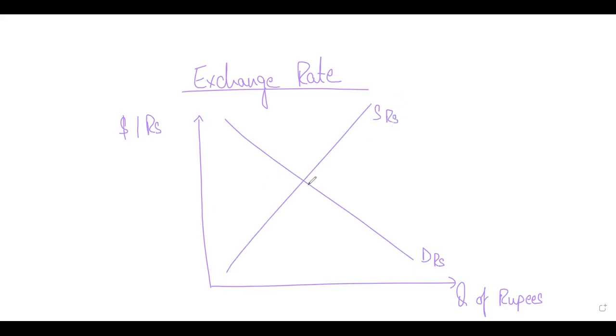Okay. Now, this being said, wherever the demand and supply curves intersect, that will be your exchange rate, right? So let's say each rupee is buying you, let's say $0.50 or whatever, right? $0.50 per rupee. Okay. Now think about this.